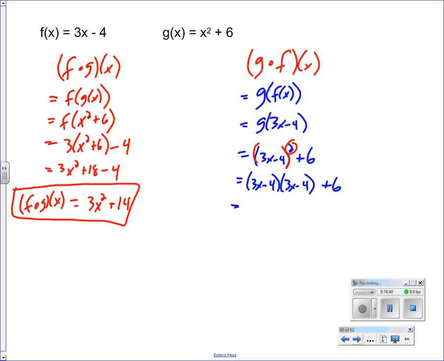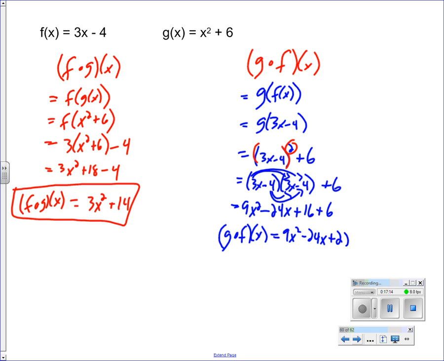So I multiply this out. 3x times 3x is 9x squared. 3x times negative 4 is negative 12x. 3x times another negative 4 is another negative 12x. That gives us negative 24x total. Then negative 4 times negative 4 gives us positive 16, and then the plus 6 at the end. We simplify, and that gives us our rule for g composite f at x: 9x squared minus 24x plus 22.